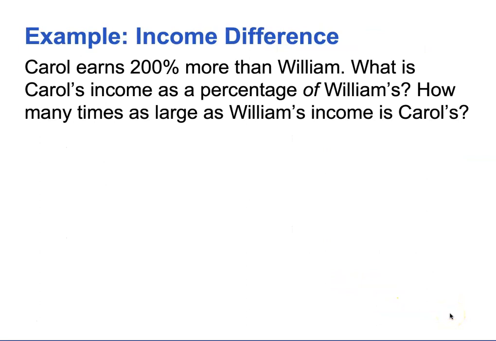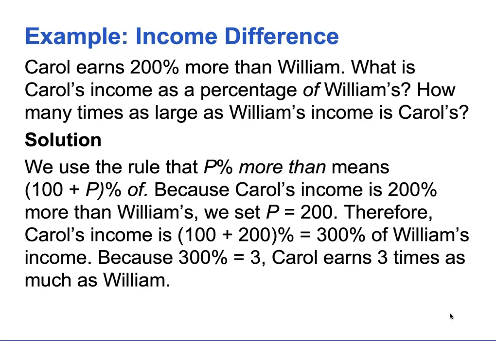For example, this is what we're going to use, what they just said. Income differences. Carol earns 200% more than William. What is Carol's income as a percentage of William's? How many times as large as William's income is Carol's? All right, so we're going to use the rule of p% more than, because she is 200% more than William. So that's going to be the 100 plus p%.